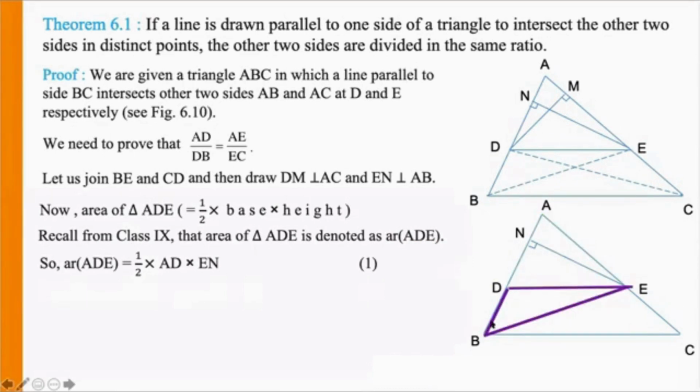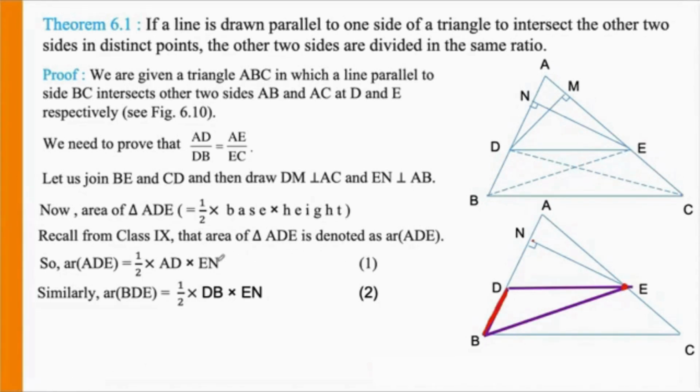Now, if you look at the bottom triangle BDE, and we take BD as our base, then the height of this triangle is also going to be EN. The height comes from vertex E and lies outside the triangle, since it is an obtuse angle triangle. So similarly, area of triangle BDE is equal to half into DB into EN.